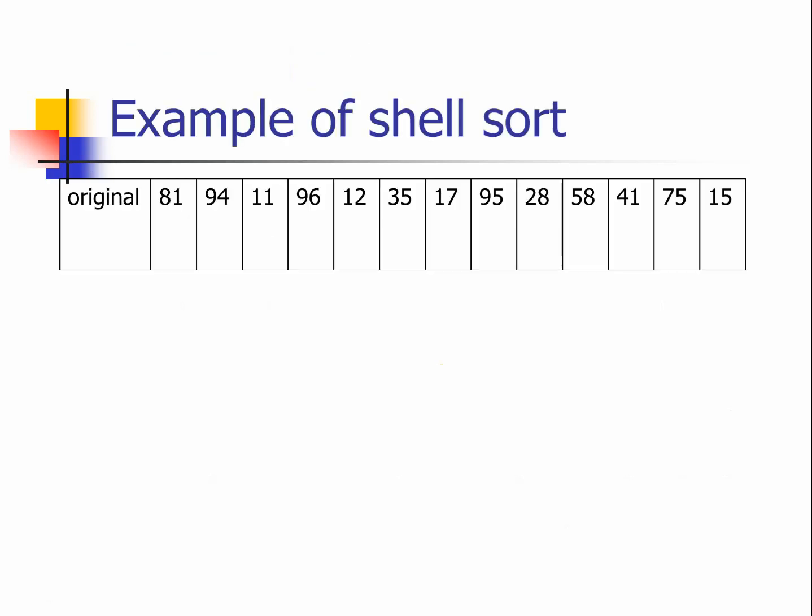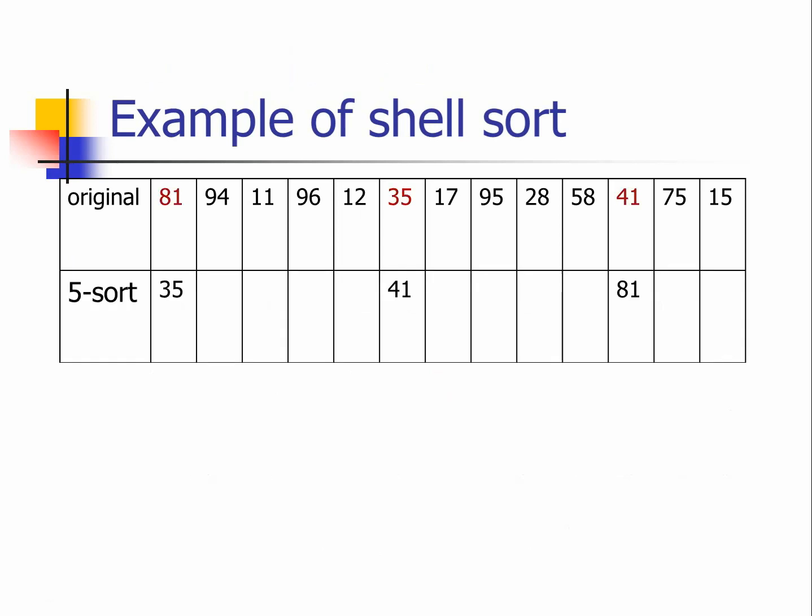This is the sequence that we want to do the shell sort on. As we mentioned, we start by doing a 5 sort, a gap size of 5. I colored 81, 35, and 41 as the red color.